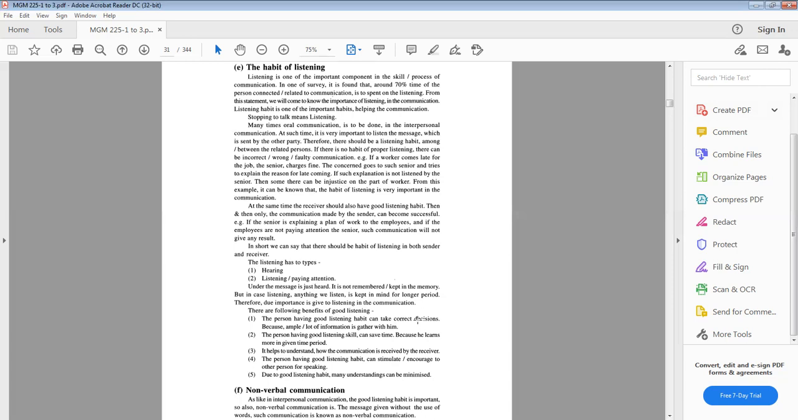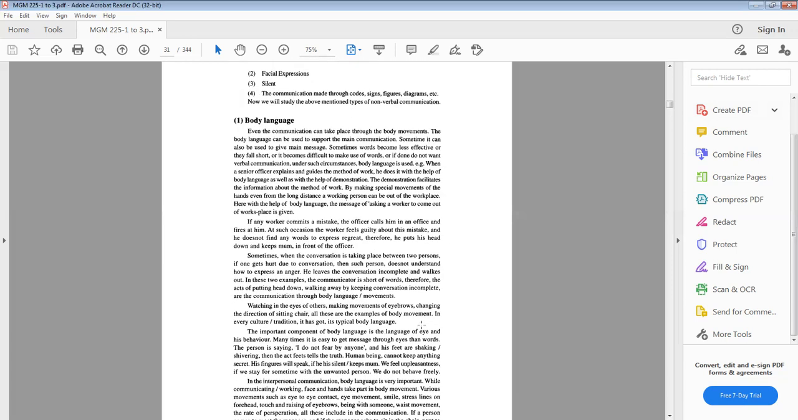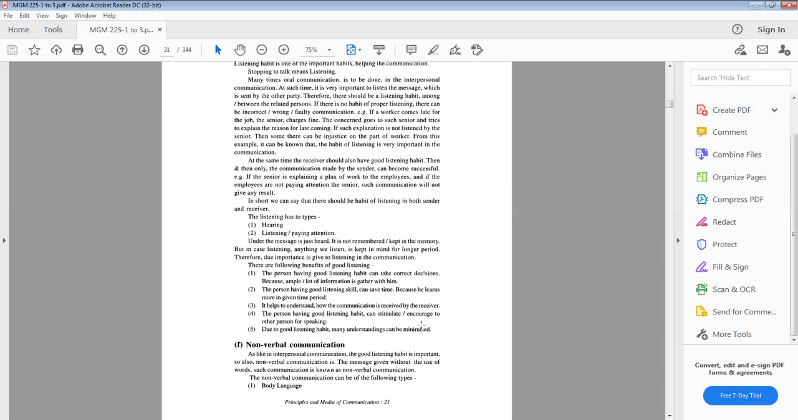Non-verbal communication. Like interpersonal communication, the good listening habit is important, and so is non-verbal communication. When a message is given without the use of words, such communication is known as non-verbal communication. Non-verbal communication can be of the following types: body language, facial expression, silence, and communication made through codes, signs, figures, and diagrams.